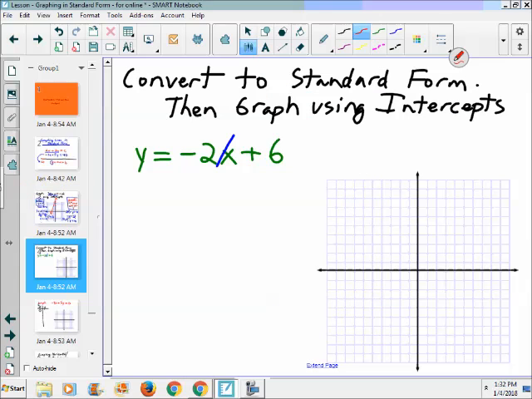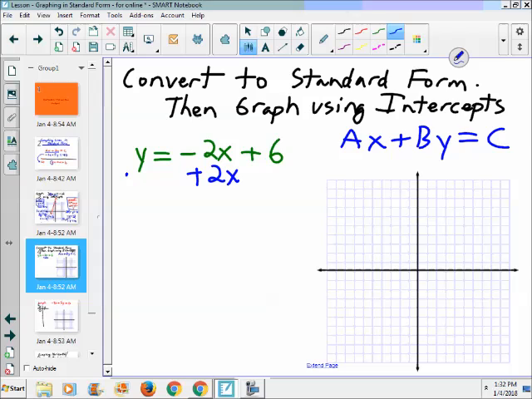Let's look at another example. We're going to take this equation, y equals negative 2x plus 6, and convert it to standard form. Then we're going to graph it using intercepts. In order to convert any equation into standard form, we need to get x and y on the same side. If you remember, standard form is ax plus by equals c. So we have to add 2x to both sides. When we do that, they'll cancel on the right-hand side. On the left-hand side, we have 2x plus y equals 6. So now we do have our line in standard form.